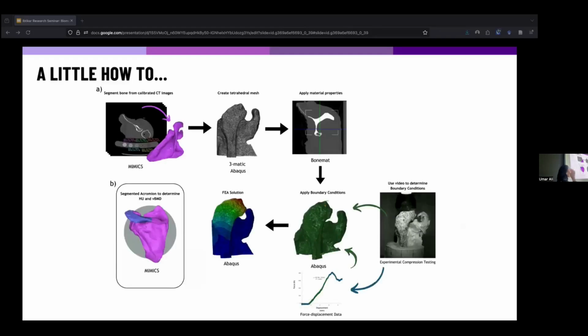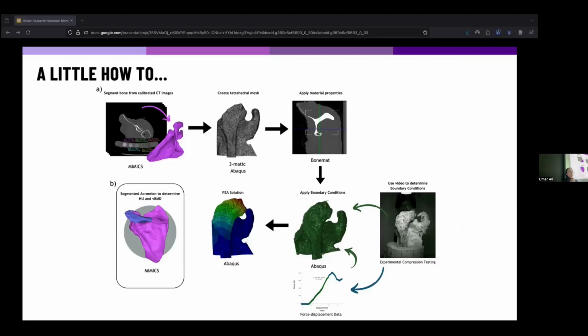So just as a little how-to of how I actually did this, in the lab we had 10 cadaveric scapulae, and we imaged them using regular, single energy CT scanning. Then we applied post-processing with two different kernels, bone and standard. So now we have 20 models, which we extracted in the software. With these 20 models, we created a mesh, and then we applied the material properties, which is the important thing.